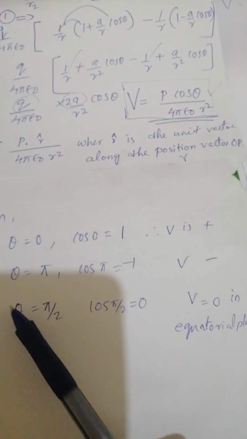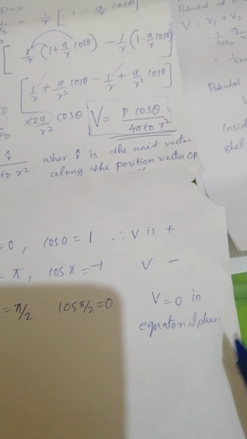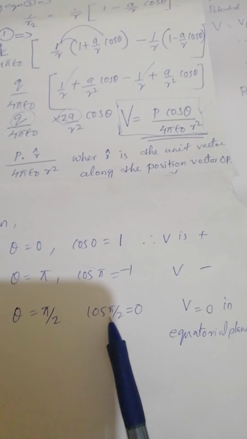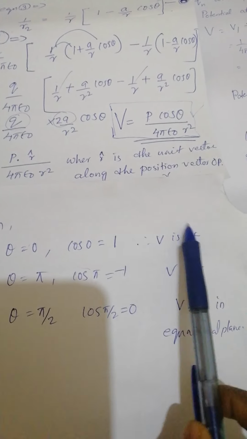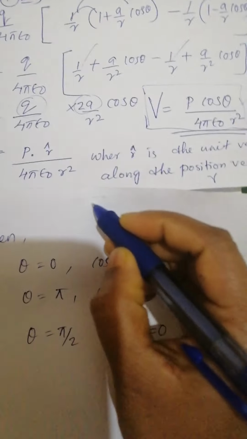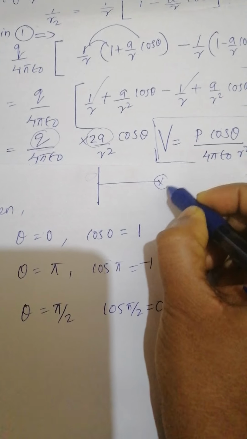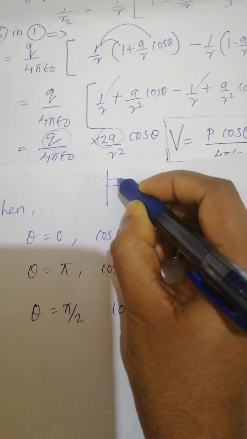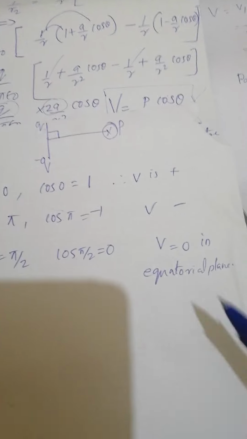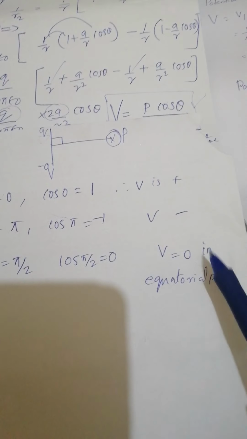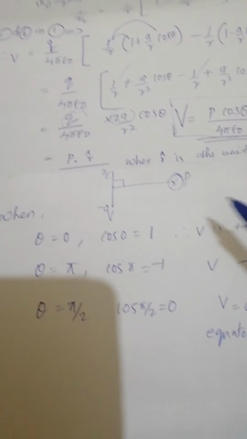And now if we consider theta equal to pi by 2, cos pi by 2 is 0. So potential will be 0. That is in the equatorial plane. Theta pi by 2 means it will be in the equatorial plane. That is, the dipole is like this, and the point will be in the equatorial plane, theta 90 degrees, with plus q and minus q like this. So in this case, potential at this point will be 0 in the equatorial plane. And these are the three cases associated with this equation.